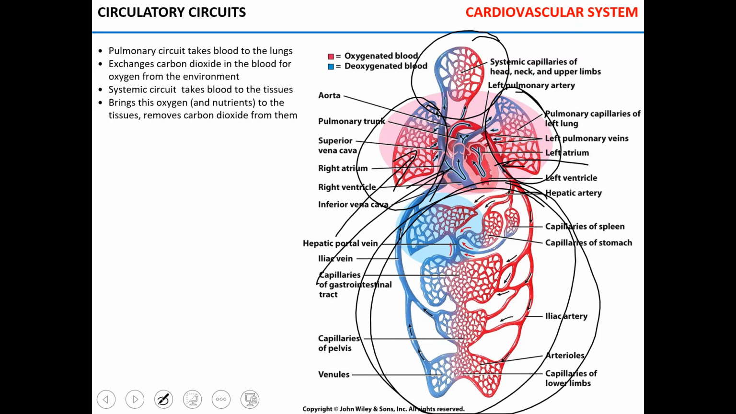So obviously the systemic circuit is much bigger, so it has high resistance and higher blood pressure. But what's interesting, both circuits carry the same amount of blood despite the significant size difference. That actually explains why the blood flow in the pulmonary circuit is much slower than it is in the systemic.